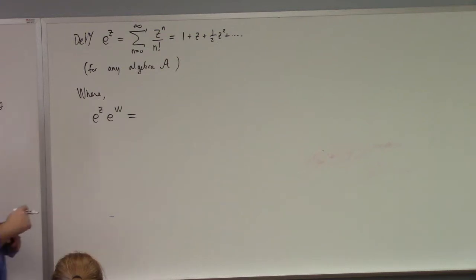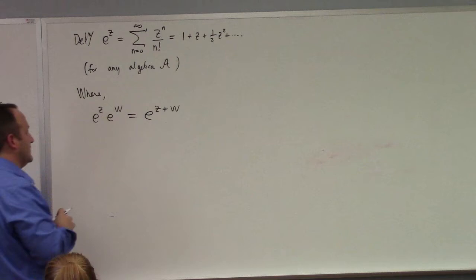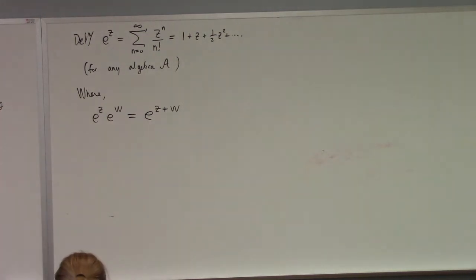E to the z plus w, yes, that is true. Now, if the algebra was not commutative, then I'd have things to worry about. But I'm assuming commutative, okay? So e to the z times e to the w is e to the z plus w. What about e to the 0?